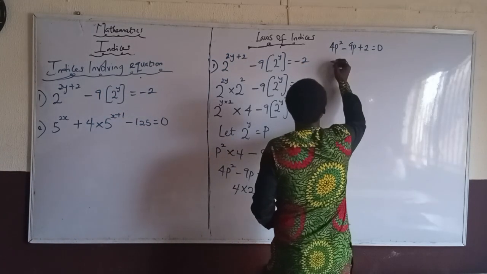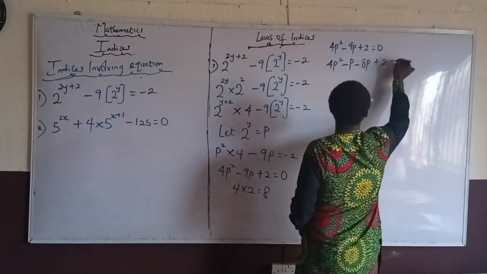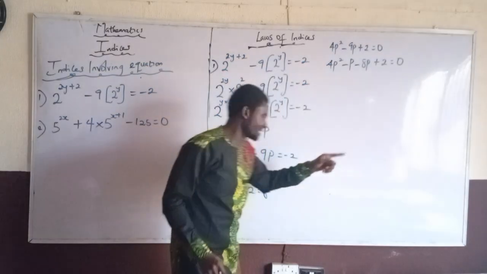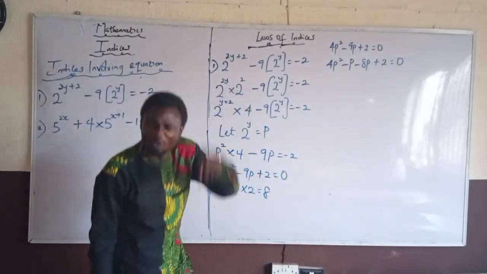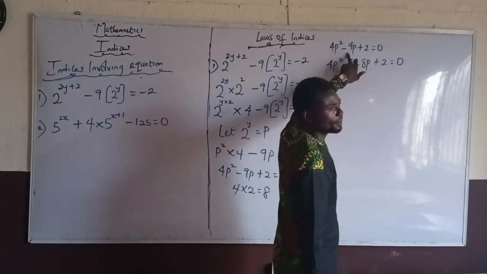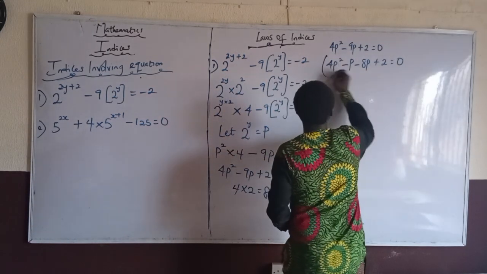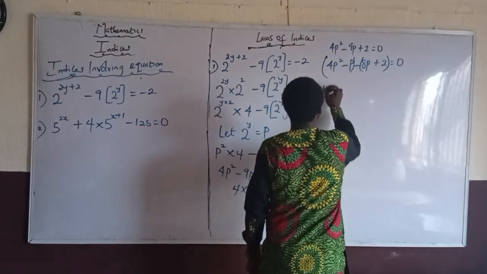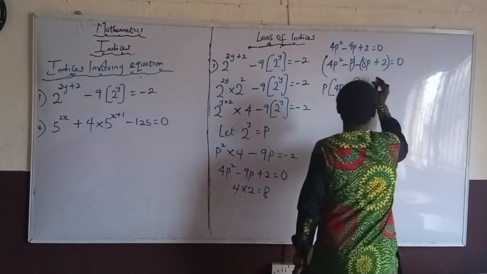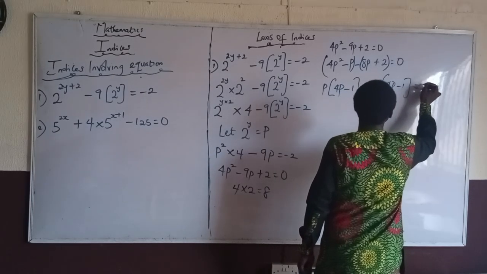So here becomes 4p squared minus p minus 8p plus 2 equals 0. Minus 1 times minus 8 is plus 8, because minus times minus is plus. And minus p minus 8p is minus 9p, just like doing minus 1 minus 8. So I have it in brackets here. Here is p. It becomes p times 4p minus 1, minus 2 times 4p minus 1 equals 0.